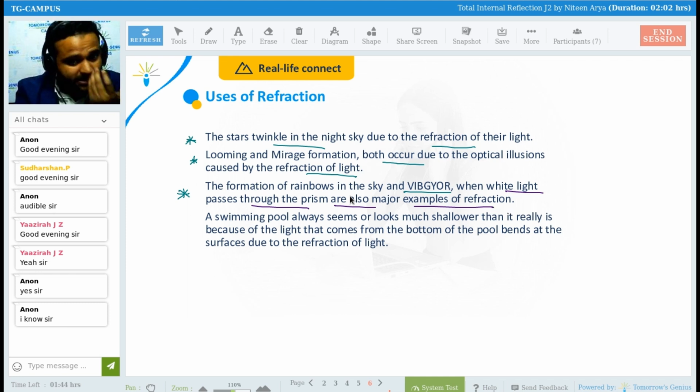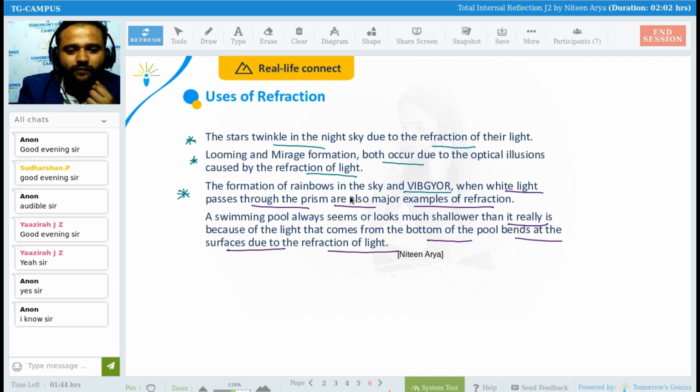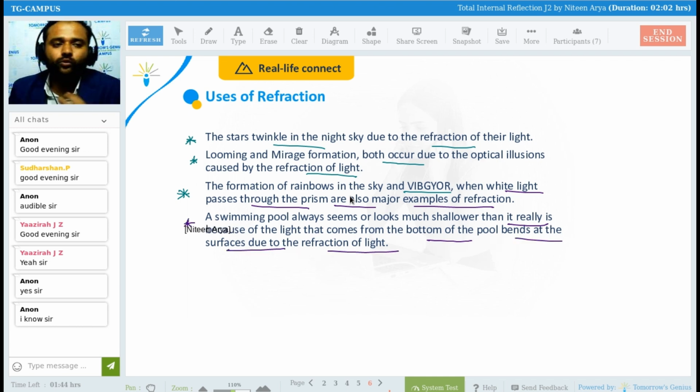A swimming pool always looks much shallower than it really is, because the light that comes from the bottom of the pool bends at the surface due to the refraction of light. So you cannot actually measure the depth of the pool. Any object inside water looks a little bigger in size, because the light ray coming from the denser medium, water, into air is bent away, so that object looks big. Clear? So that is the process.